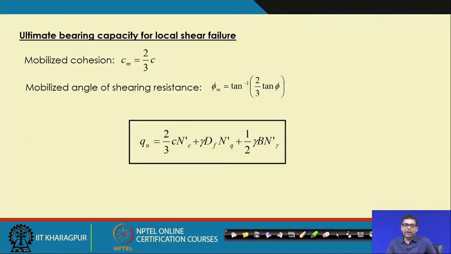Now, as I mentioned, this theory has several assumptions. The first one is that this is applicable for general shear failure. There are two other types of failure also, the local shear failure and the punching shear failure. Here we are not worried about the punching shear failure, because hardly will we place the foundation on a very soft soil. So, that possibility we are neglecting.